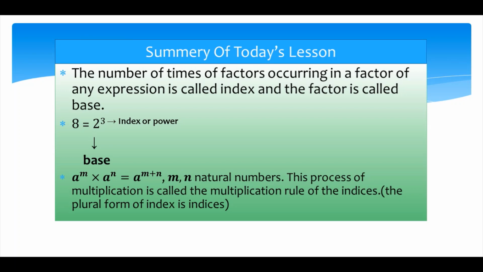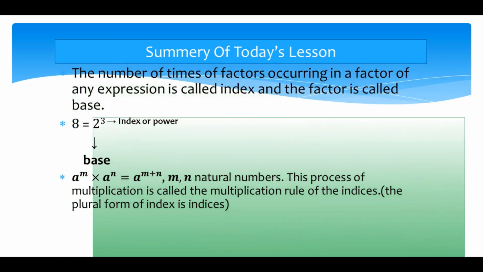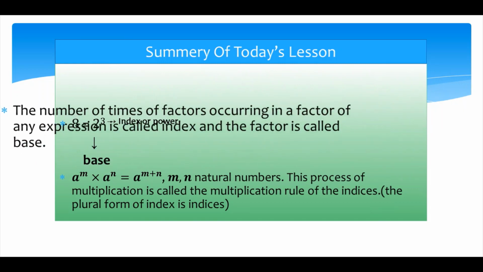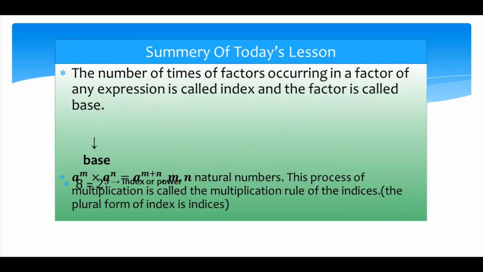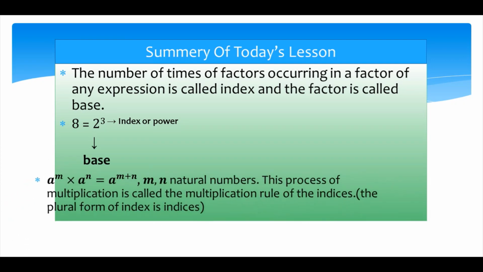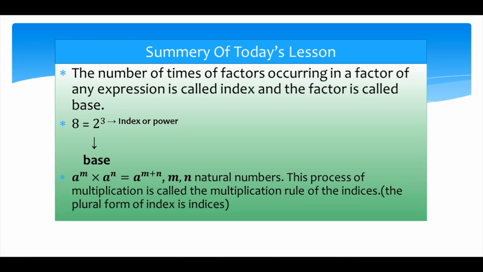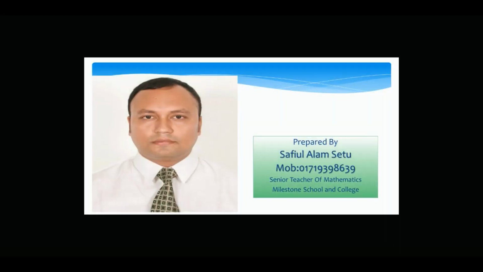So that is the summary of today's lesson. The number of times a factor occurs in an expression is called the index and the factor is called the base, and that is the important thing. 2 to the power 3, where 3 is the index or power and 2 is the base, and that is the important formula for you. a to the power m multiplied by a to the power n equals a to the power m plus n. That is the multiplication rule of indices.